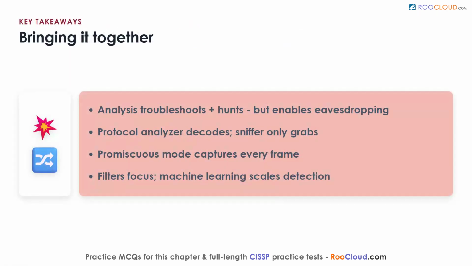So let's bring it together. Traffic analysis lets you troubleshoot and hunt threats, but the same power enables eavesdropping, so intent is everything. A protocol analyzer captures and decodes traffic, going deeper than a plain sniffer. Promiscuous mode lets a card grab every frame on the segment. Capture filters control what you save and display filters control what you see. And machine learning detection now scales this work far beyond human limits, spotting anomalies and easing analyst fatigue. Master the tool, and you can both defend the wire and recognize when someone is listening in.